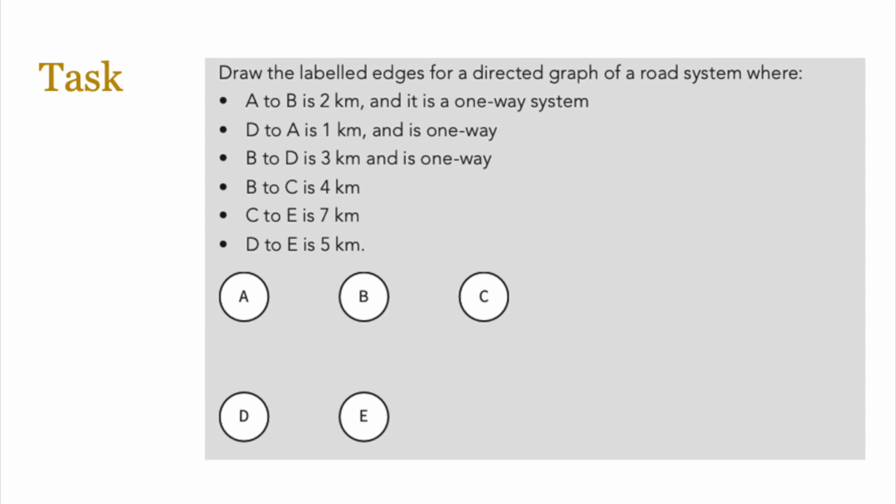So here's a task for you. Draw the labeled edges for a directed graph of a road system where A to B is 2 kilometers and it's a one-way system. In this particular case, you'll just draw a line between A and B. The direction will be from A to B and the weight will be 2 kilometers on the edge. Pause the video and have a go. This should be a pretty straightforward task.